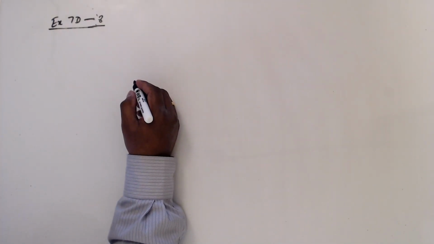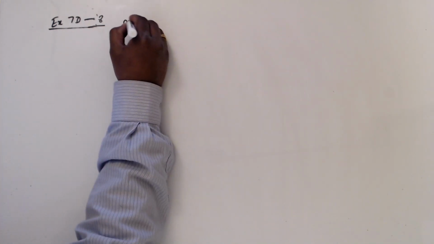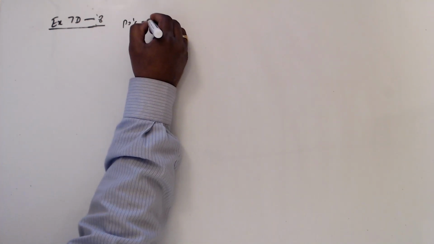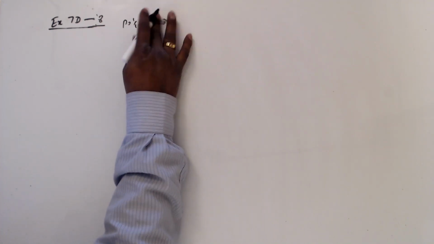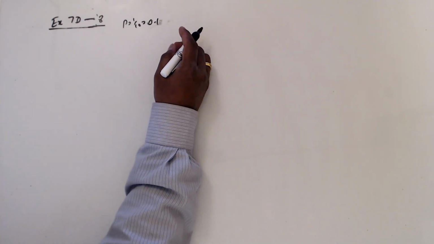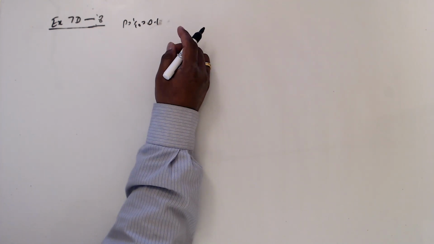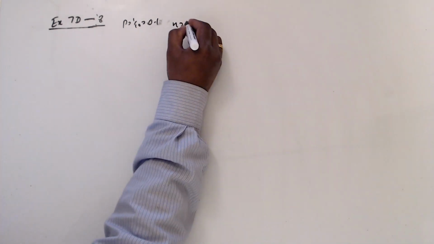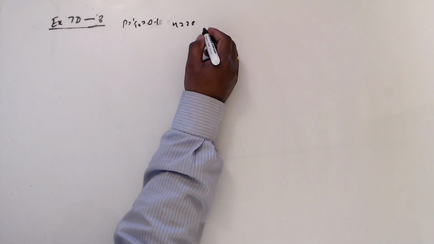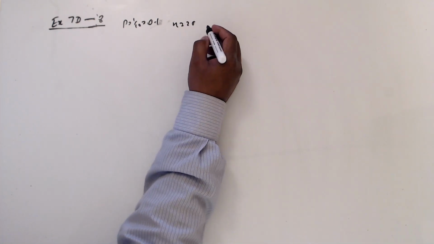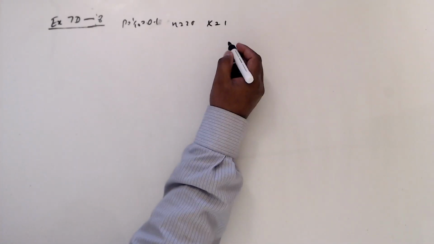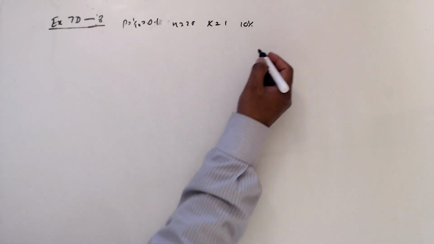Question number 8. A machine makes balls and it is observed that 1 in 10, so p equals 0.1 probability, of the balls have hairline cracks in them. The production process is modified and a sample of n equals 20 is taken. One of the balls is cracked, so x equals 1. Let us test at the 10% significance level.